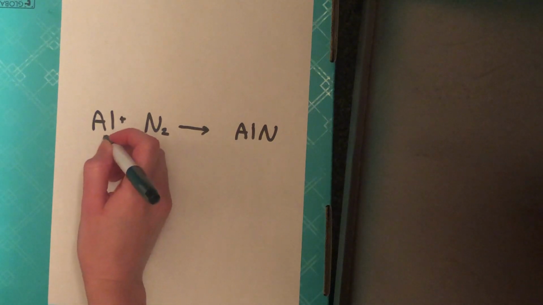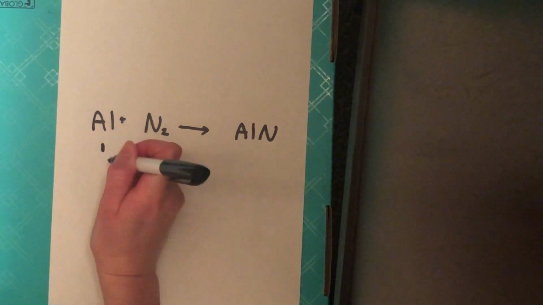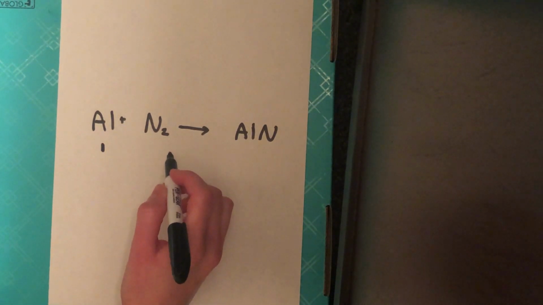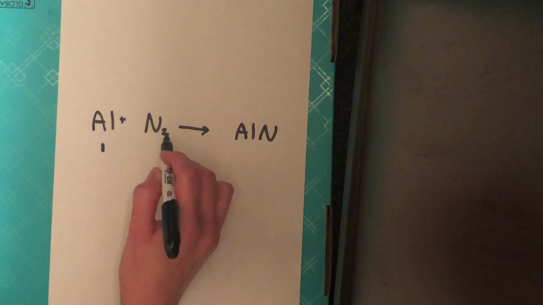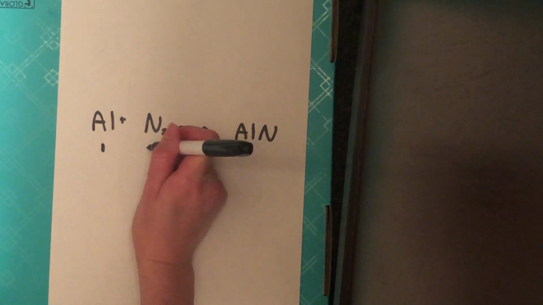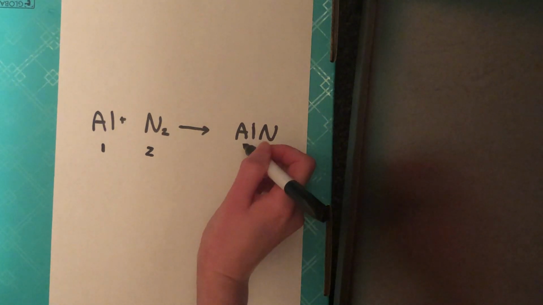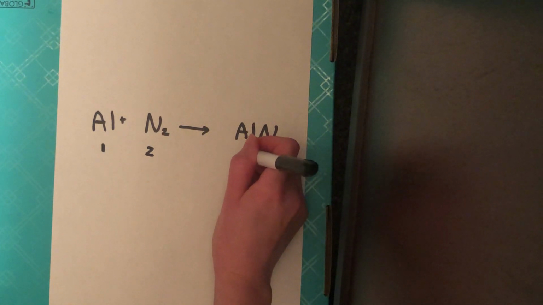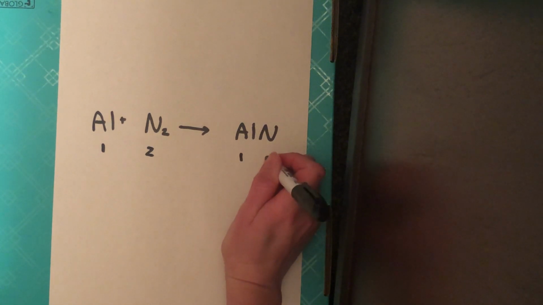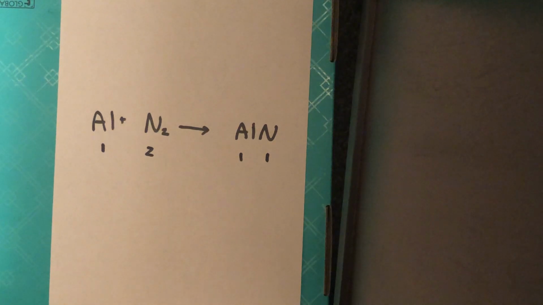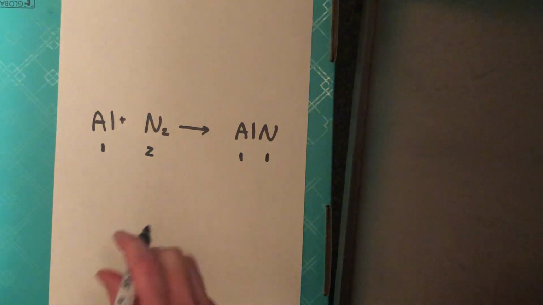So first we're going to look at aluminum. We have 1 on the reactant side. For the nitrogen, by this 2 right here, we know that we have 2 nitrogens on the reactant side. Now our aluminum on the product side, we only have 1, and we also only have 1 nitrogen. There's no subscript here. So now we are going to add some coefficients to make these numbers match up and balance in the end.